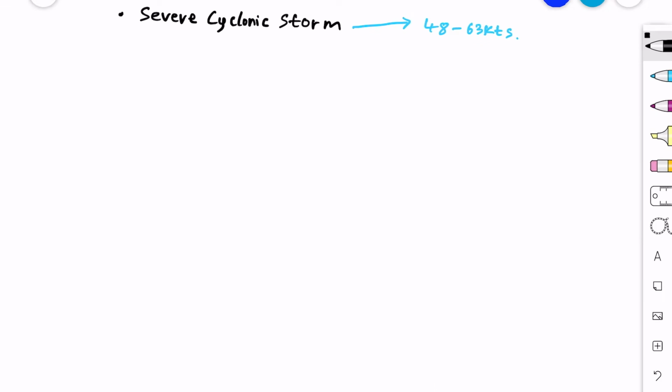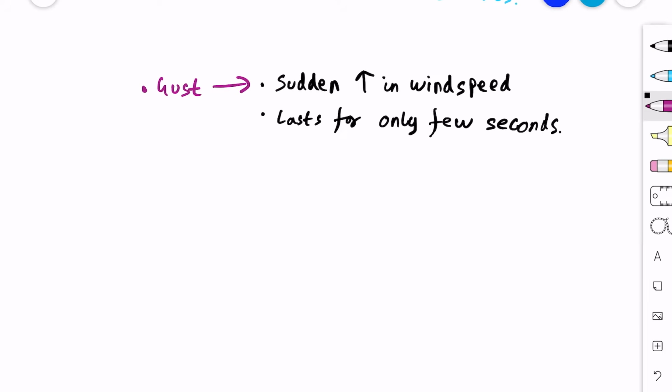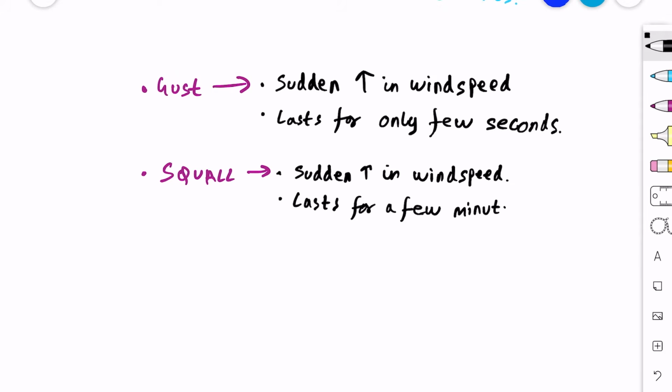Now there are three things which you need to know. The first one is, what is a gust? A gust is a sudden increase in wind speed which only lasts for a few seconds. The second term is a squall. A squall is also a sudden increase in wind speed, but it lasts for a few minutes. So the only difference between a gust and a squall is in the time duration. A squall can also bring in some CB clouds.